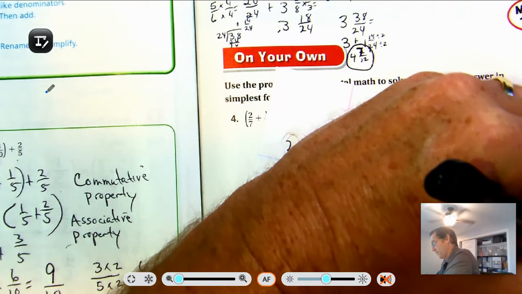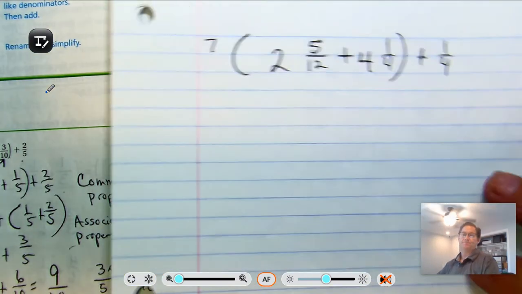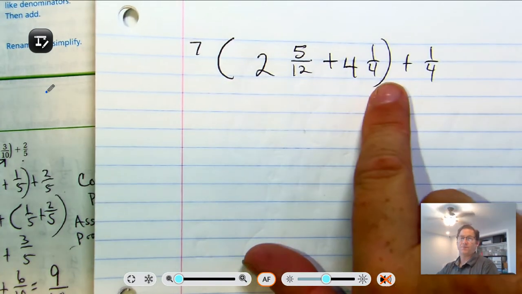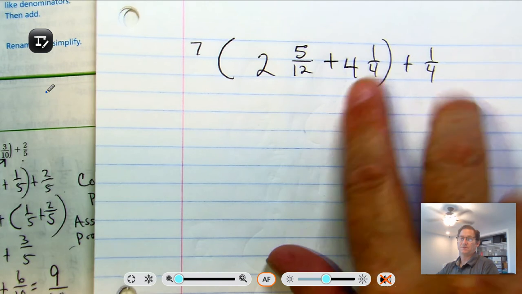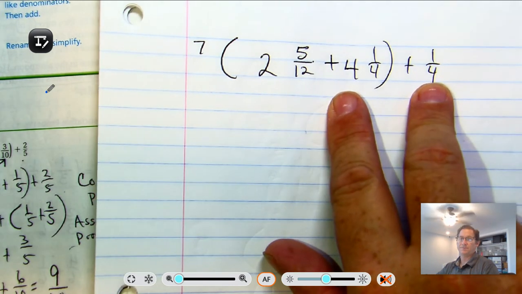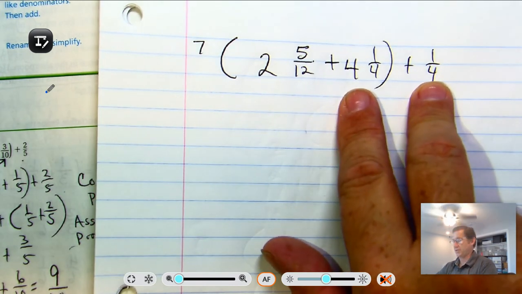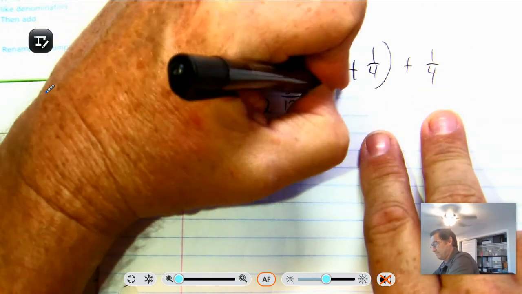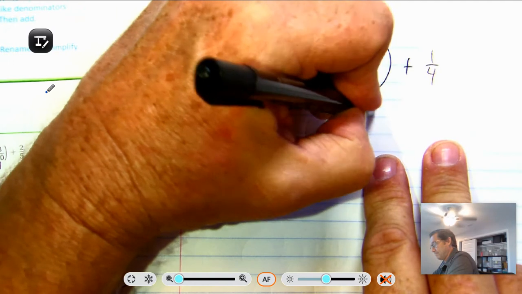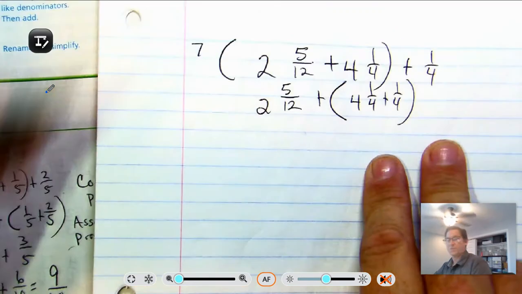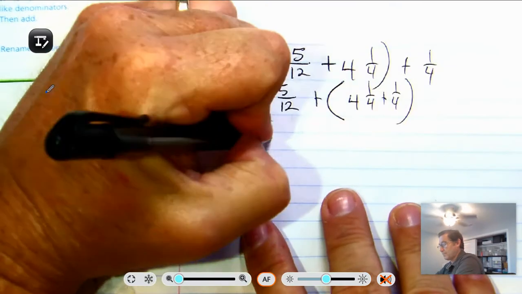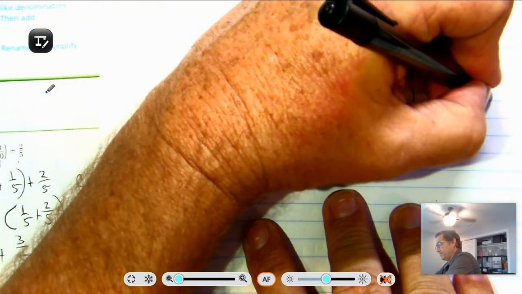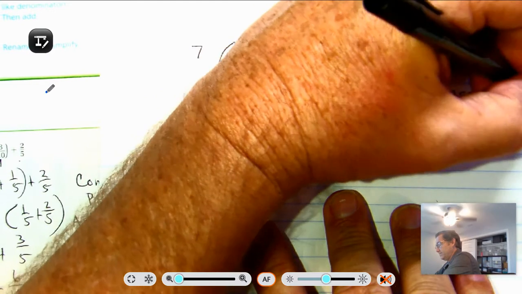Plus 1/4. All right. Well, as I look at this, I have 12ths, 4ths, and 4ths. Well, let's put those two together. They're already next to each other. Let's just change the grouping. Again, that was the associative property of addition.